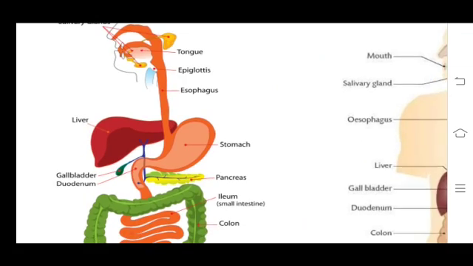Alimentary canal also we call it. It's a long tube extending from the mouth to the anus, and there are various parts of the digestive system. And an important question once again, what are the various parts of a digestive system? It starts with the mouth and ends with the anus. So you can see, this is the digestive system.